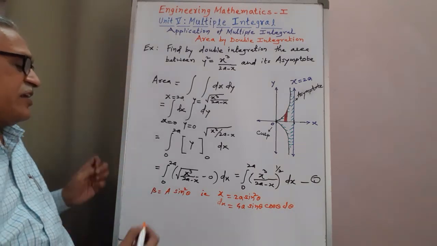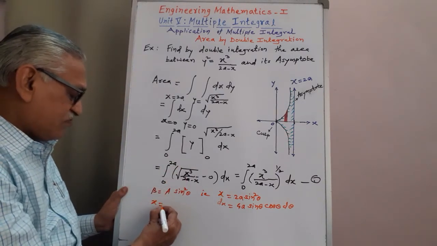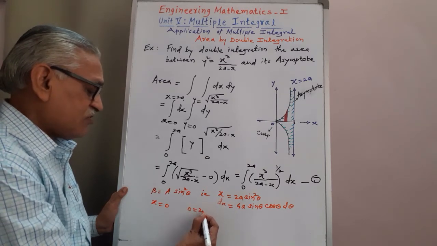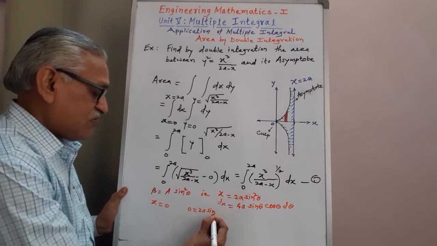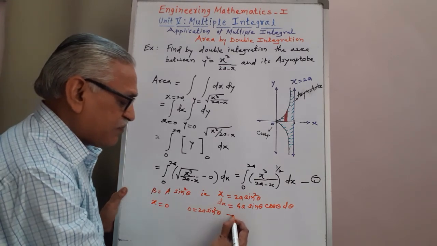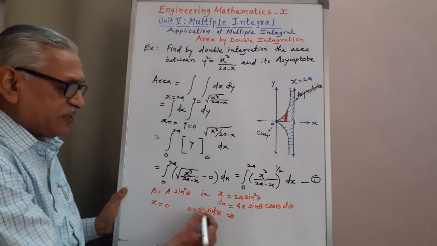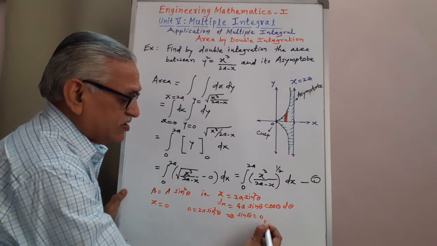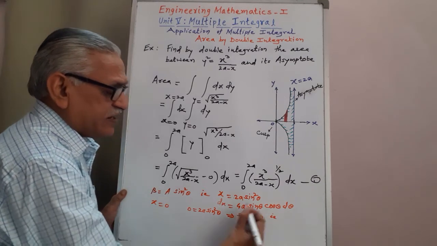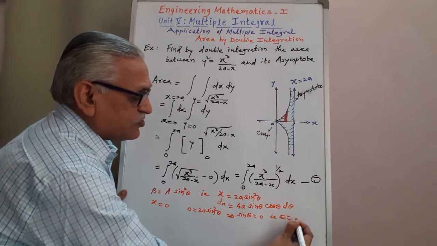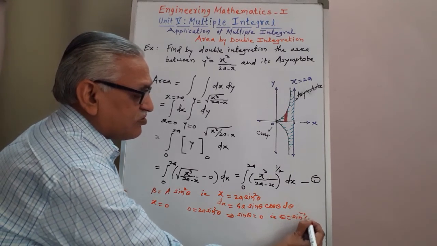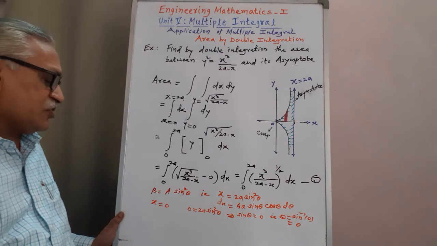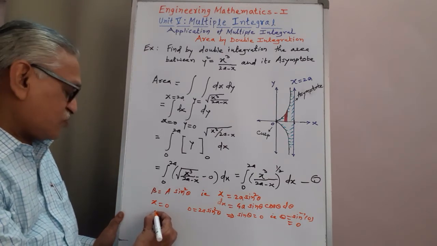d theta. And the new limits: when x is 0, if we put x equals 0, we get 0 equal to 2a sine square theta. Dividing by 2a, we get sine square theta equal to 0, which means sine theta equals 0. Taking it to the other side, theta is sine inverse of 0, and the value of sine inverse of 0 is 0. So for the lower limit we get 0.